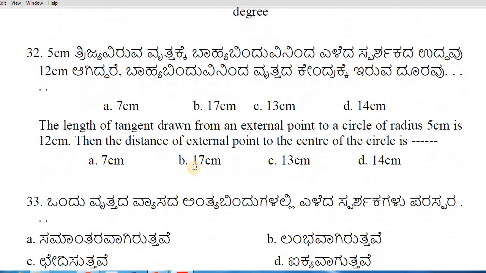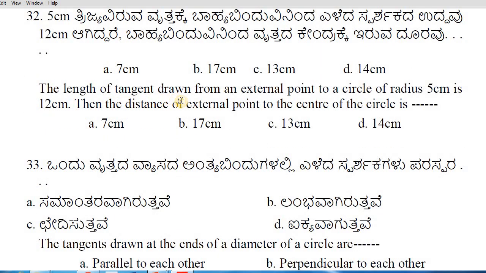Next, move on to the another one, children. The length of the tangent drawn from an external point to a circle of radius 5 cm is 12 cm. Then the distance from the external point to the center of the circle is dash. If you have the concept of Pythagorean triplets, easily you can answer this one. Here, what are all the things they have given? Radius is given 5 cm, 12 cm is the length of the tangent, children. We need to find the distance from the center of the circle to the external point. That is obviously 13 cm because 13, 12 and 5 are Pythagorean triplets.